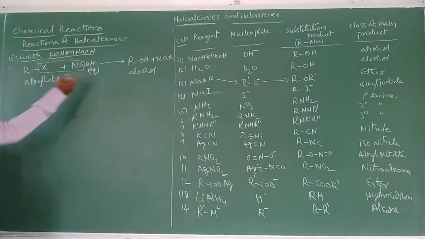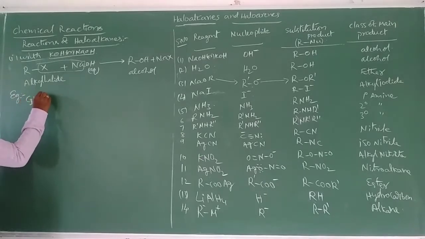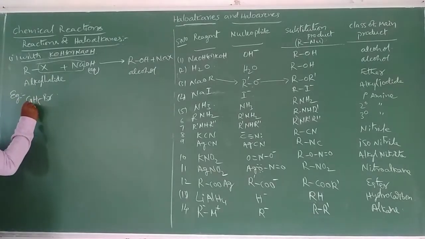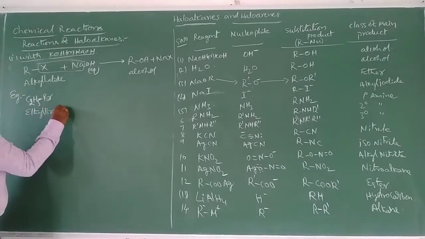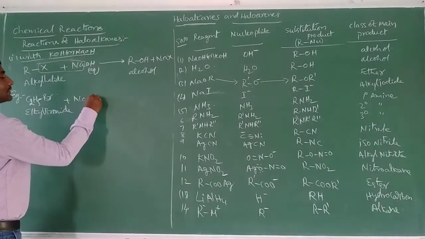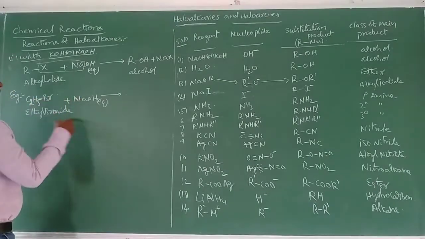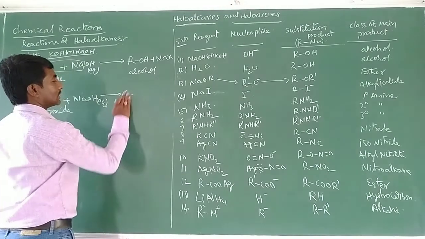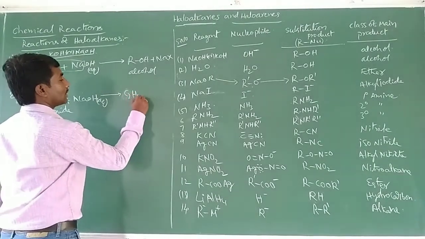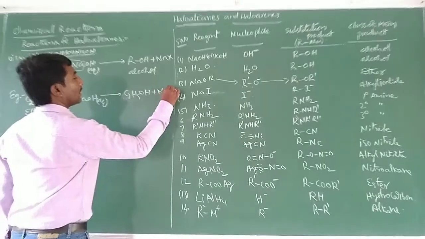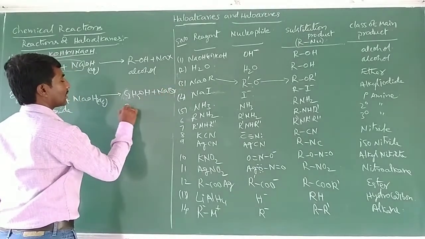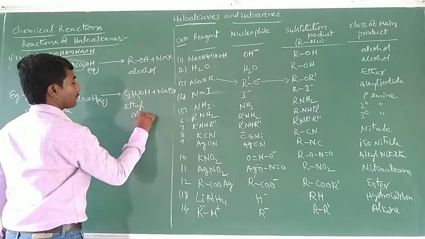So here, we will take any one of the examples. Alkyl group means C2H5Br, ethyl bromide. For example, ethyl bromide C2H5Br reacting with aqueous NaOH, this is removed, and the ethyl alcohol is formed, C2H5OH plus NaBr. This is the main product, alcohol, ethyl alcohol.